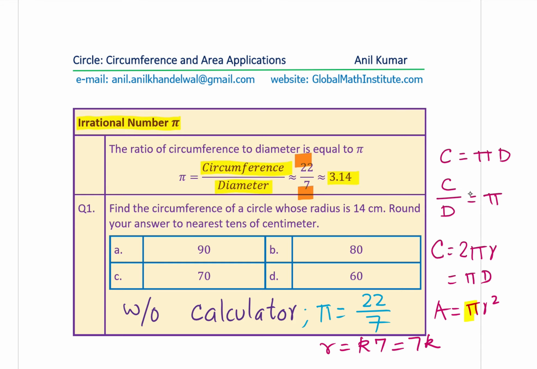22 is 2 times 11, right? 2 times 11 over 7. See how easy it becomes? Multiplication by 2 is just double the number, and 11 is what? You just shift and add. You get the idea. That is how you calculate very easily using pi.